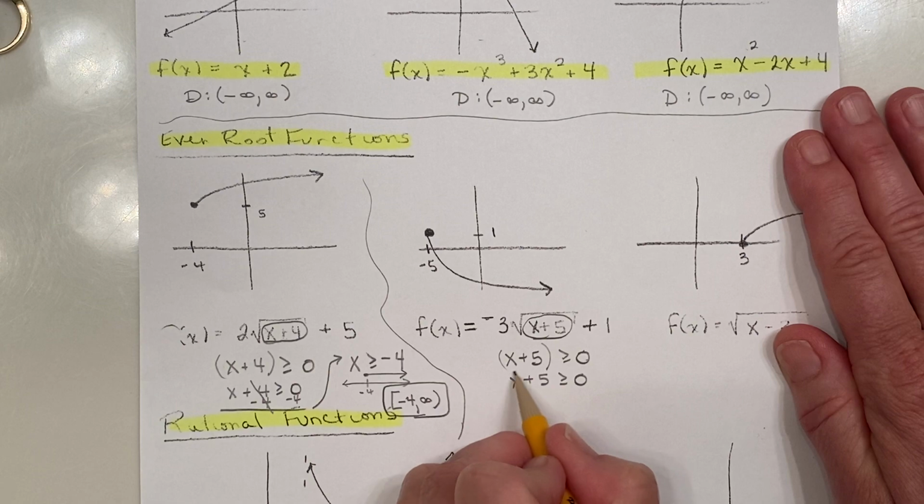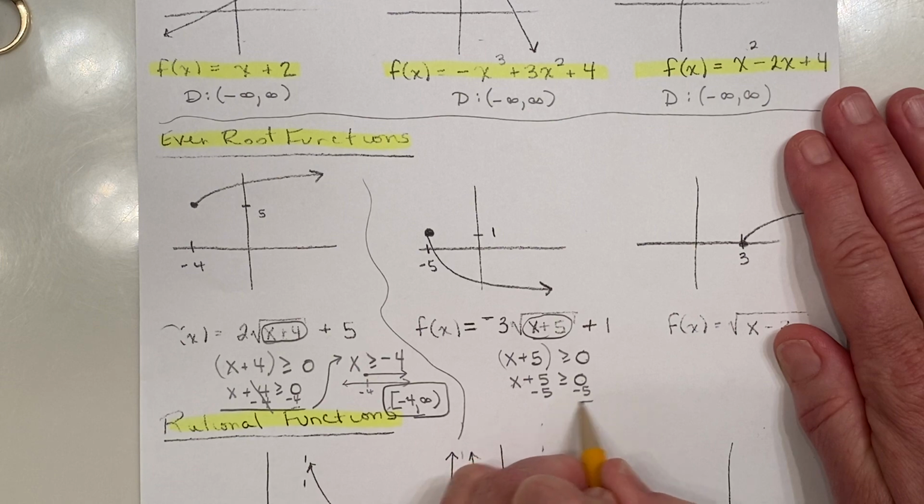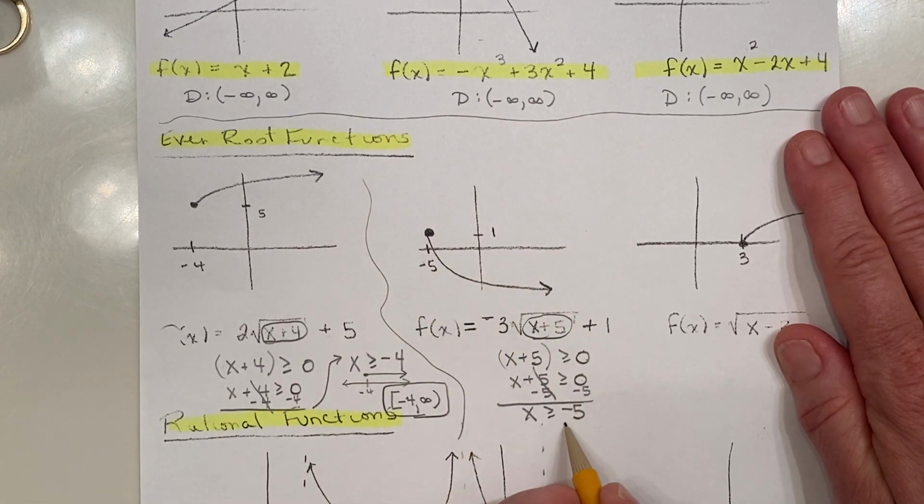All right, let's find values for x that would make this greater than or equal to 0. So let me subtract a 5 from both sides. So x has got to be greater than or equal to -5. And that's what I see here. X is greater than or equal to -5. And using interval notation, we would do -5 with a bracket to infinity.